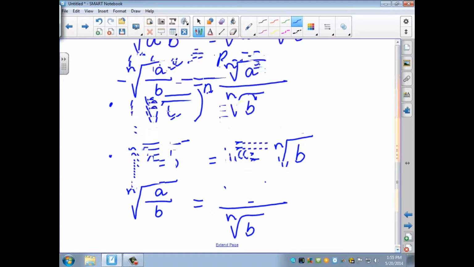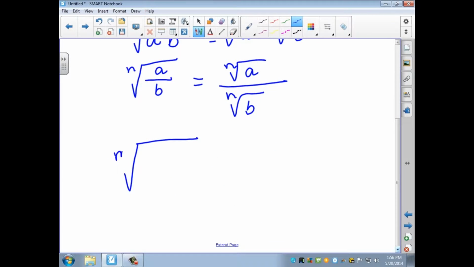One more. If you have a double root, for example, the mth root of the nth root of a, then you can combine the two roots under one. The index now would be the multiplication of m times n, of a.